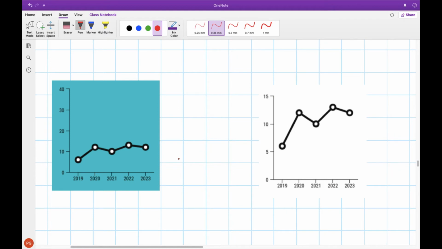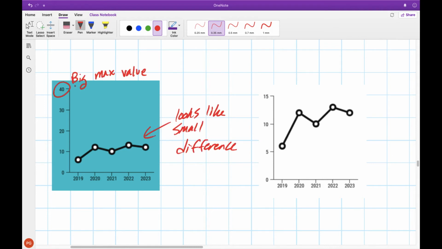Another way that we can use scale to mislead is doing the opposite of shifting the axis to exaggerate differences. We can make the differences look small. By picking a large maximum value here, way bigger than the data, it makes it look like the differences in data here are quite small. But if we zoom in, if we pick a much more appropriate scale, a maximum value that's around the size of our data, we see that these differences look a lot bigger.